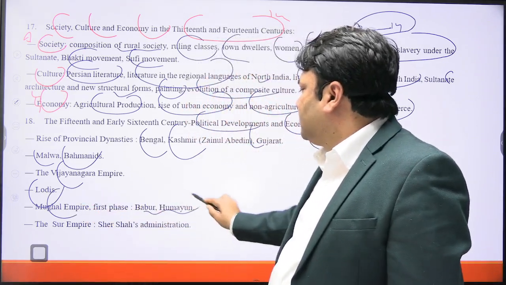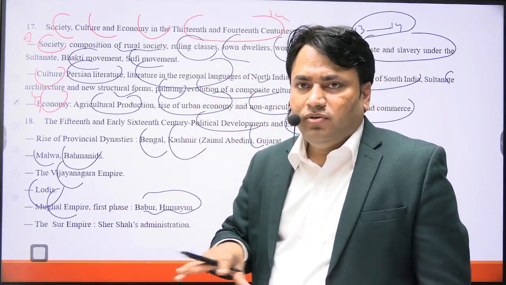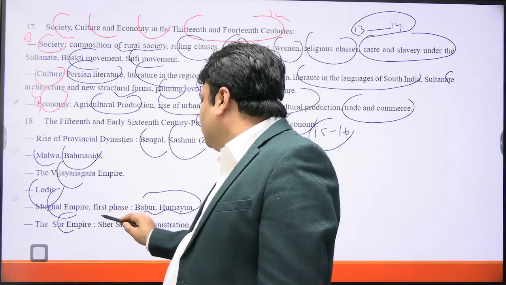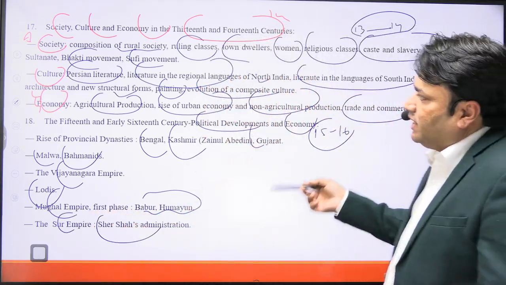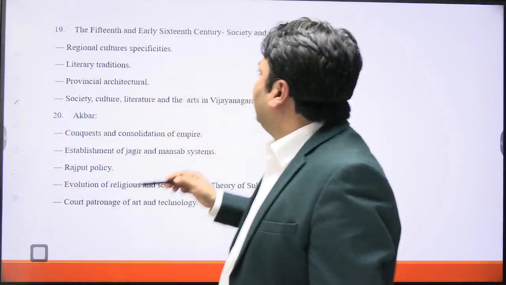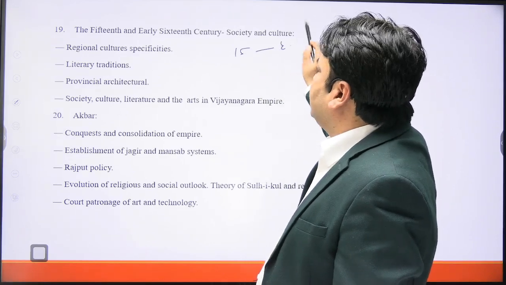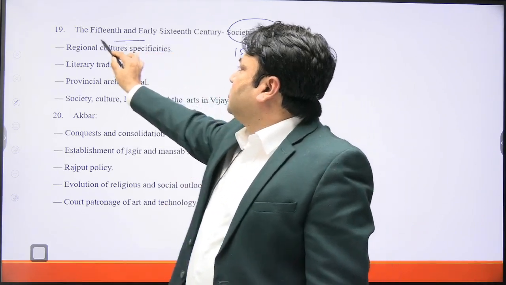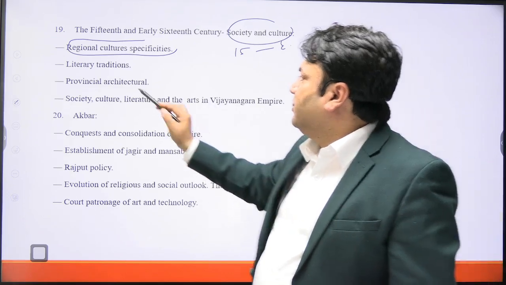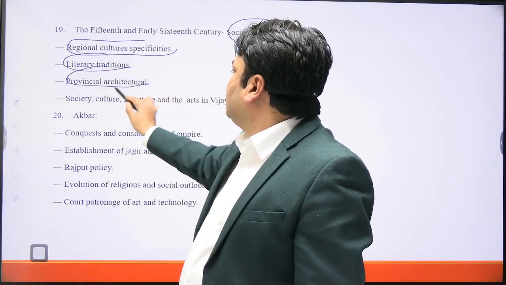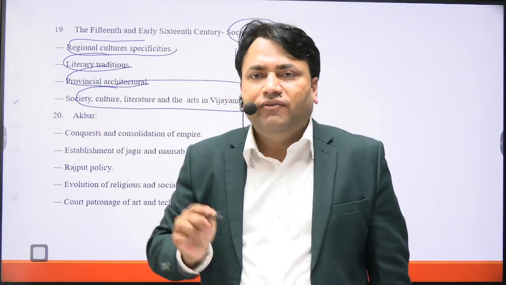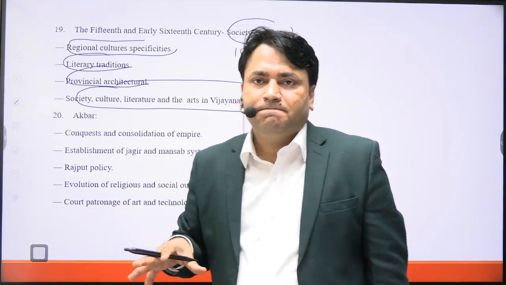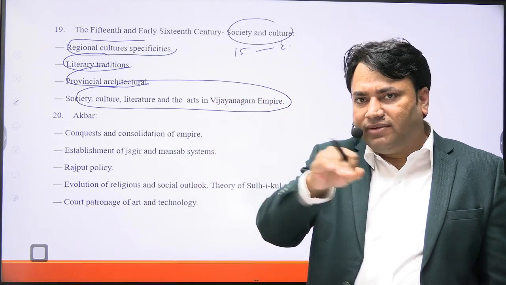In the first phase, Babur and Humayun, we know that Humayun was ruling and then Sher Shah Suri disrupted his rule, so there will be a Sur Empire. We need to study Sher Shah Suri's administration. Then for the 15th and early 16th century, we study society and culture: regional cultural specifications, literary traditions, provincial architecture, and society, culture, literature and arts in the Vijayanagar Empire. We are discussing these topics as given in the syllabus.